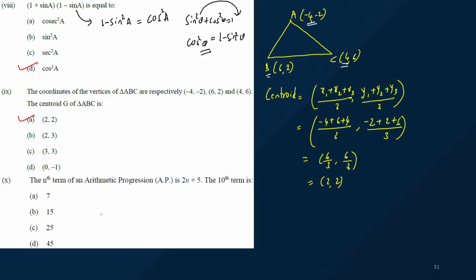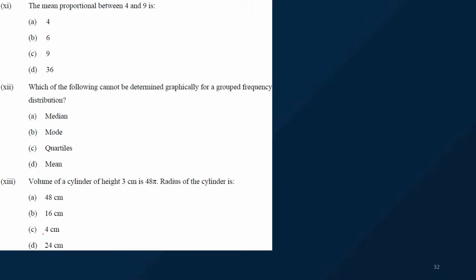Okay, so now next one, you see the 10th one. The nth term of an arithmetic progression AP, whatever they have given over here, is Tn is equal to 2n plus 5. Then the 10th term is T10 is equal to 2 into 10 plus 5, that is nothing but 20 plus 5, that is equal to 25. So answer is 25. Clear? Okay, so 25 becomes the 10th term of the given arithmetic progression. Clear?